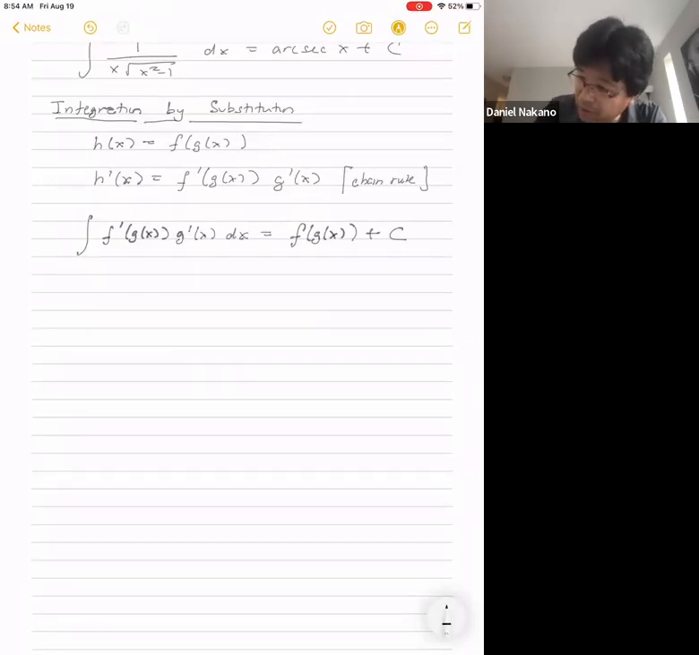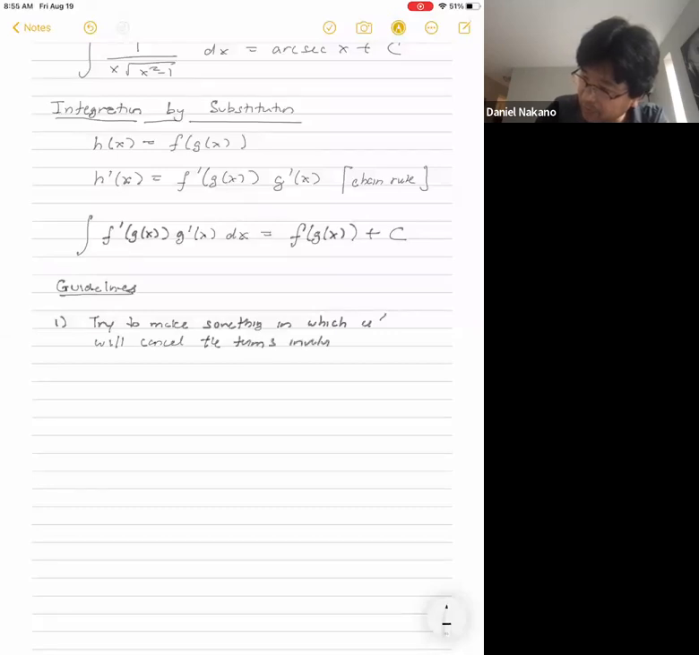So we'll do a bunch of examples and you'll kind of see how this works in a moment. So let me put down two guidelines that you may want to consider using. So the idea is to try to make, okay, I'll be a little vague here, something u in which u prime will cancel the terms involving, let's say, x. So you're going to make u be part of the integral, and then you'll take the derivative, and you want the derivative to cancel with the rest of the stuff. Okay.